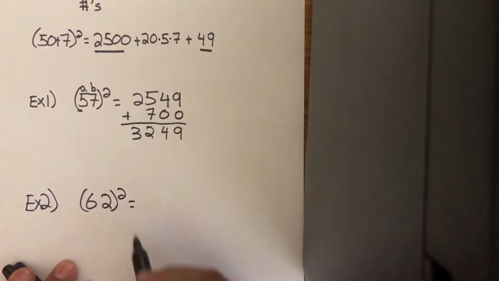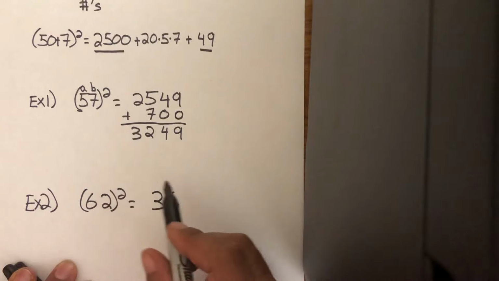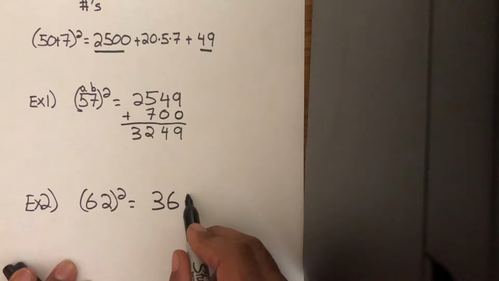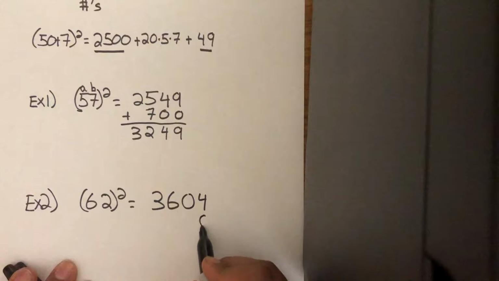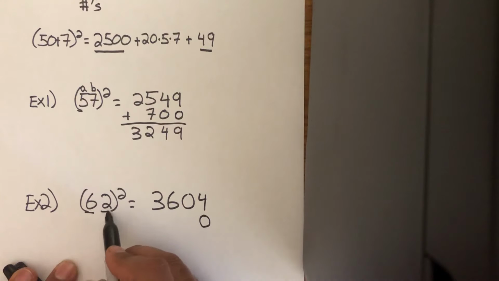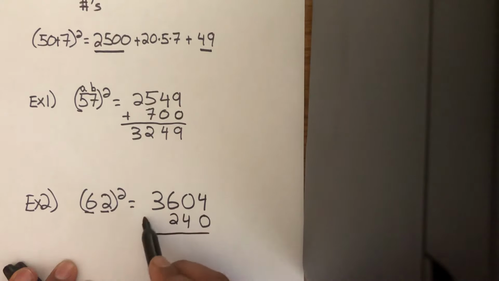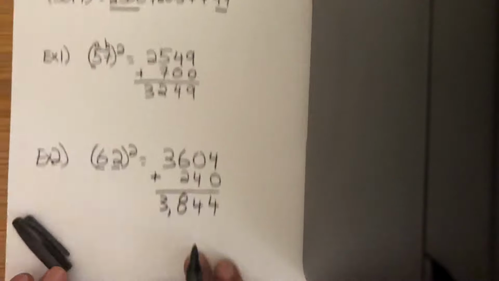Okay, so 62 squared. What's 6 squared? That's 36. What's 2 squared? That's 4, but in the first step, we have to make sure we have 2 spaces here and 2 spaces here. So I have to put 3604. Now, I'm going to put a 0 here. And what's 6 times 2 doubled? So 6 times 2 is 12. 12 times 2 is 24. And add it and get your answer. 3,844. Okay, let's do another one.